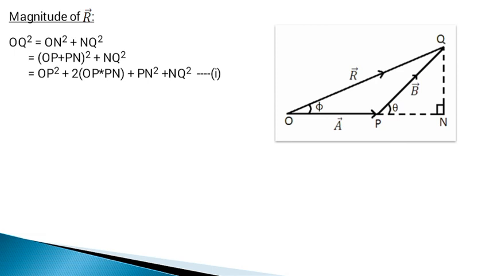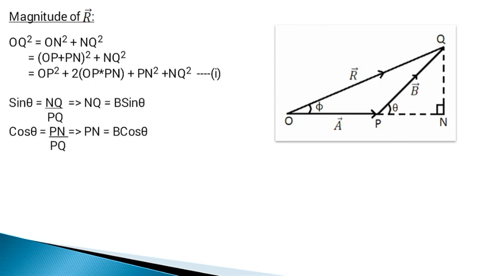Now let's see another right angle triangle here, triangle QPN. From this triangle we see sine theta equals perpendicular over hypotenuse. So sine theta equals NQ over PQ. So NQ equals PQ sine theta, but here the length PQ represents the magnitude of vector B. So NQ equals B sine theta, where B is the magnitude of vector B.